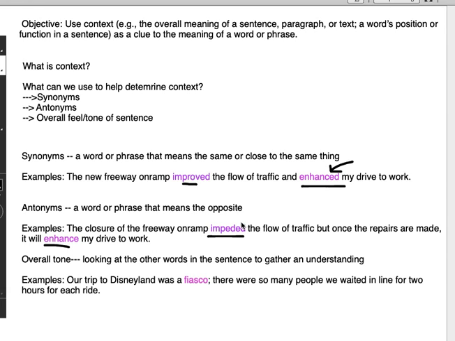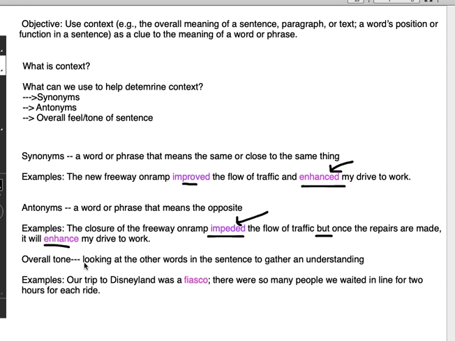Now, if I want to know what the word impeded means, the closure of the freeway on-ramp impeded the flow of traffic. So that makes it more difficult, right? If something is impeded, it makes it more difficult. And I know that because if the freeway on-ramp is closed, the word impeded must mean that the flow of traffic is not moving very well. But now if I look at the word enhanced, I've got the word but here: but once the repairs are made, it will enhance my drive to work. Okay, so right now my flow is impeded, not going very well, but then it's going to get better. It's going to be enhanced. So I'm utilizing these two words to help determine the meaning of each of them.